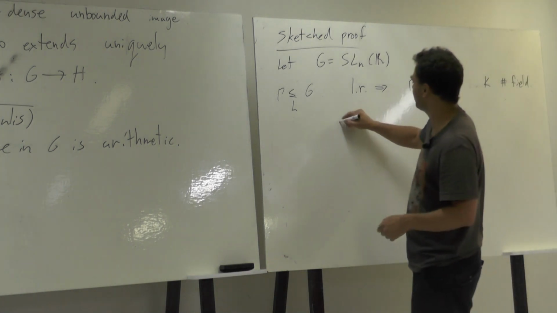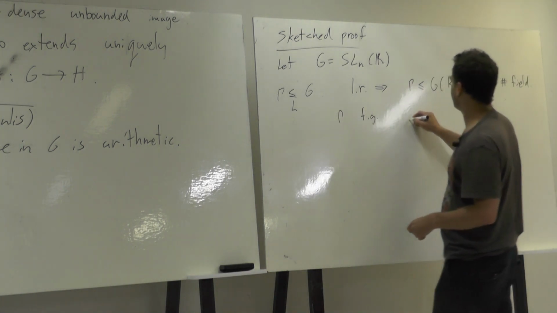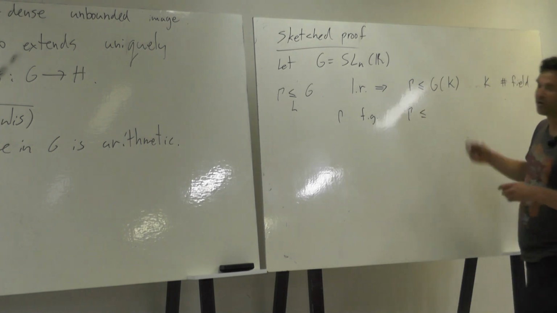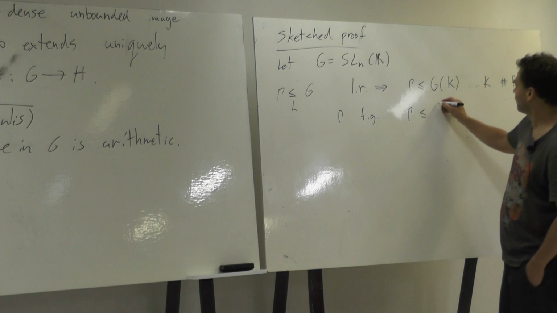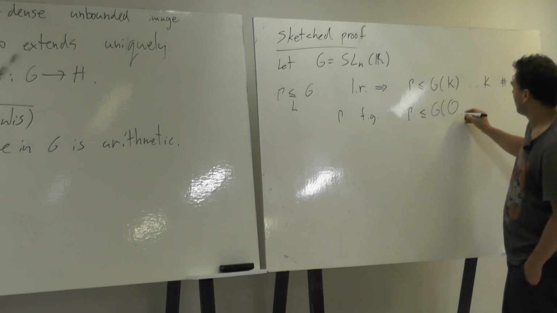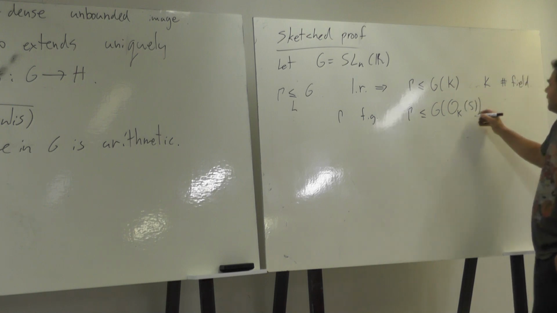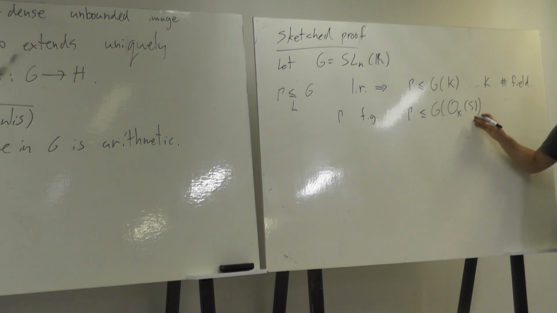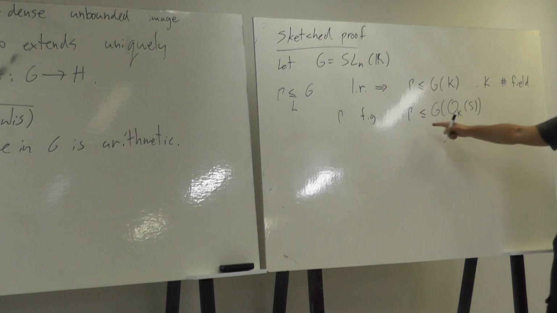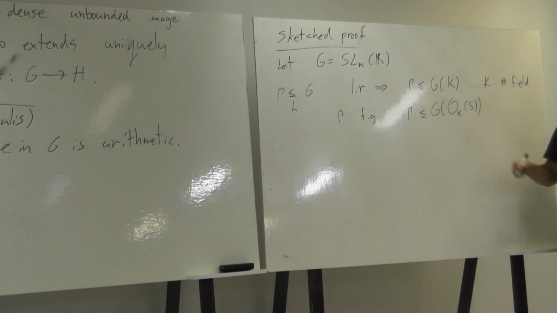Since gamma is finitely generated, we know that gamma is contained in a finitely generated subring of K. So in G of O_K[1/S], the ring of integers where you invert finitely many primes. For those who study algebraic number theory, this notion should be familiar. This is the ring of integers in K, and this is when I invert finitely many primes. Because gamma is finitely generated, you have this.